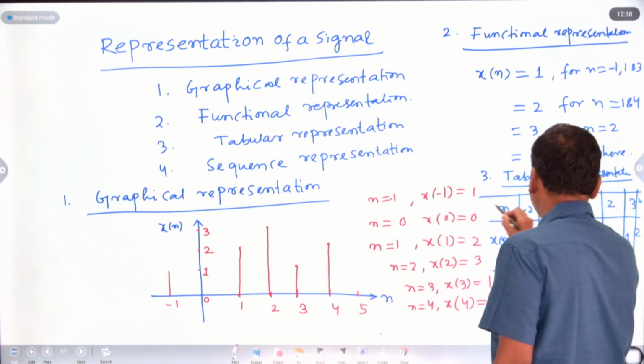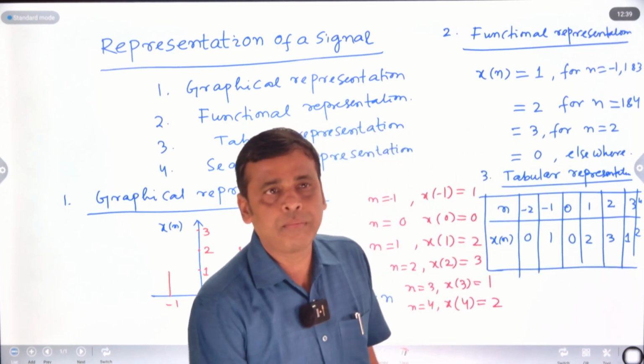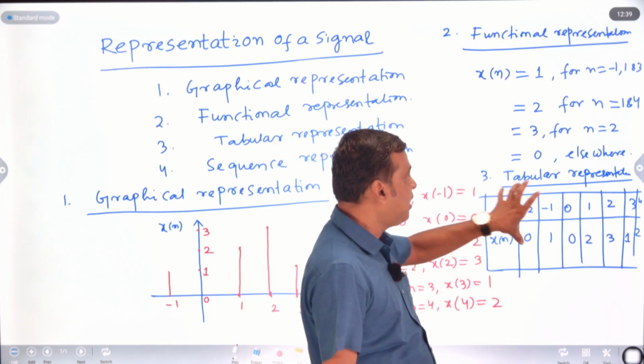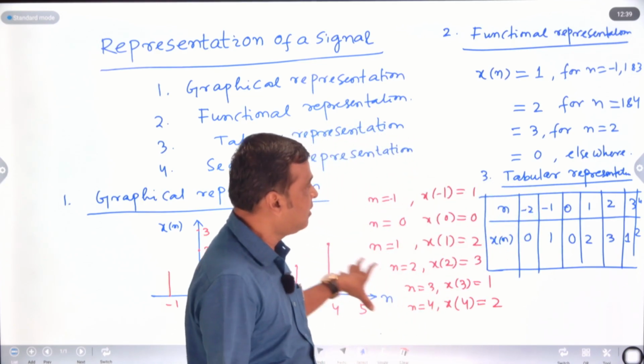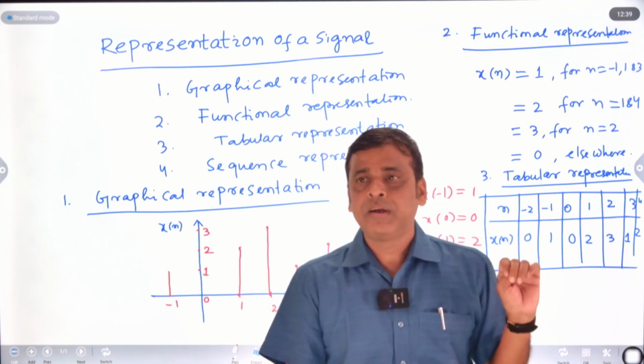So this much information is given as far as tabular representation of a discrete signal is concerned. In this manner, we can represent the discrete signal in tabular representation.